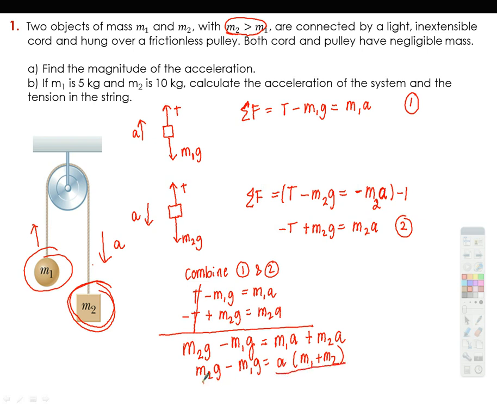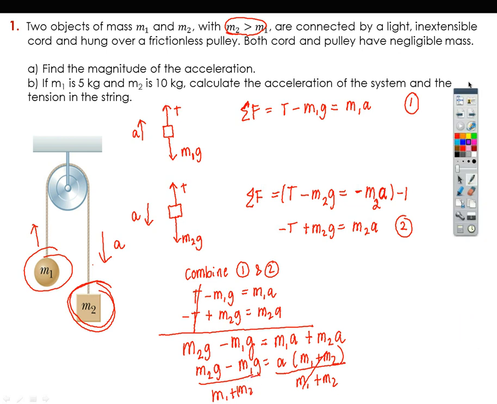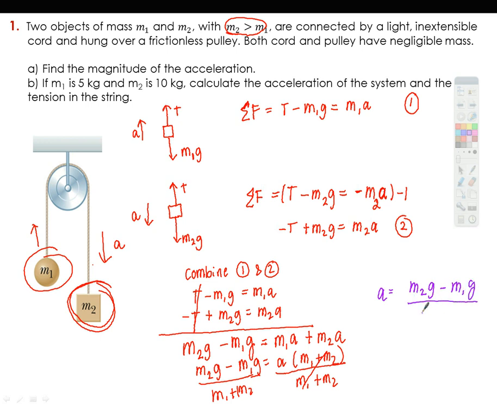So next step, divide both sides by m1 plus m2. So this will cancel, m1 plus m2. And then now my acceleration would be a is equivalent to m2g minus m1g over m1 plus m2.